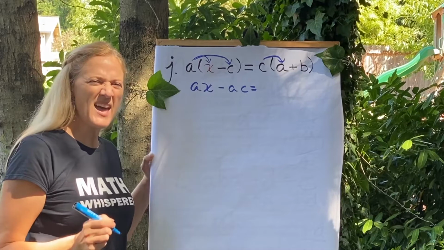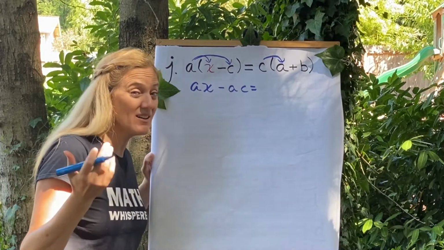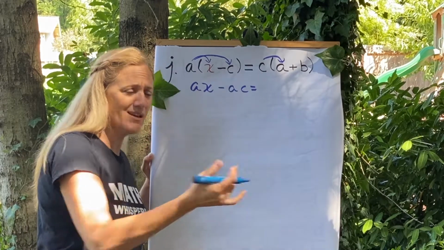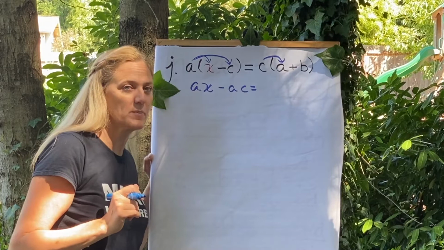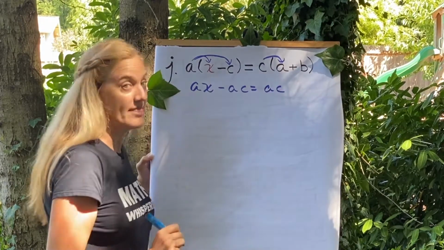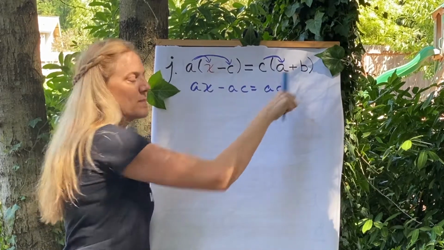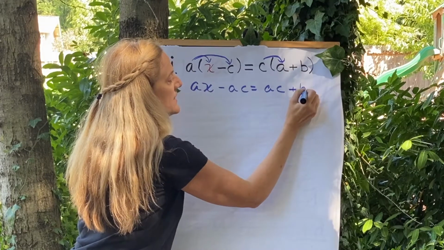C times A, why don't I just write it alphabetical? Am I allowed to do that? Is C times A the same as A times C? Yes, of course it is. We learned that. It's the commutative property of multiplication. So instead of C times A, I'm going to say A times C. That's allowed. And then C times B, but once again, commutative property of multiplication. So plus B times C.